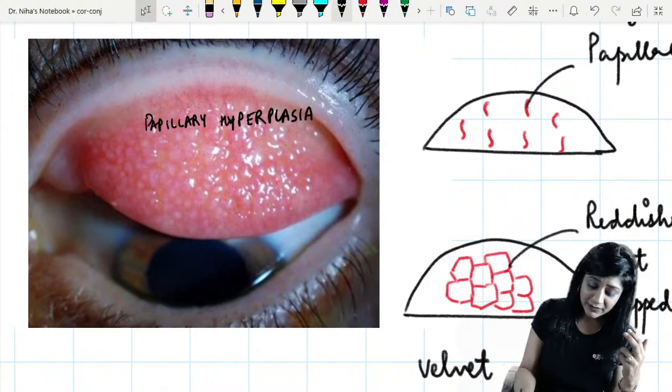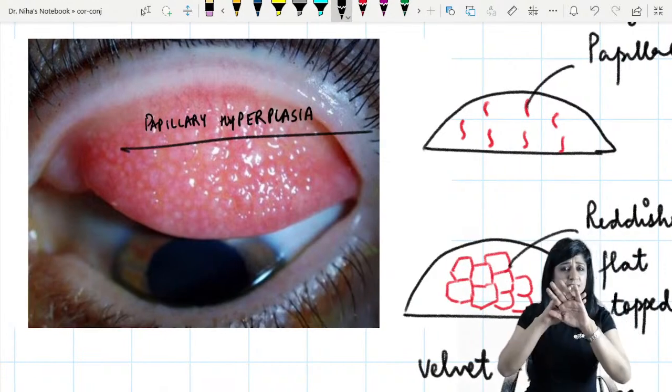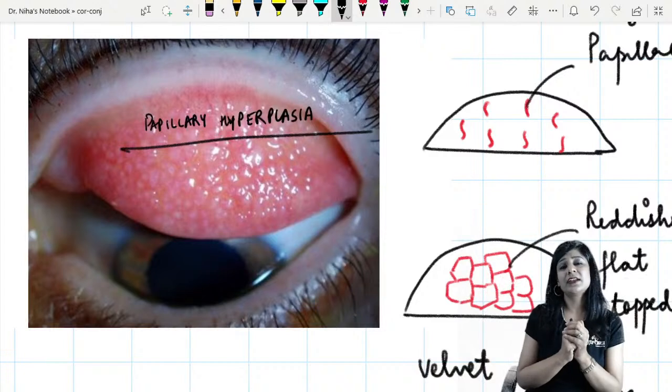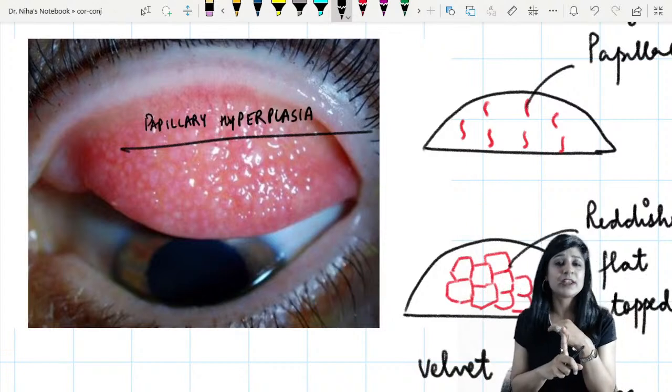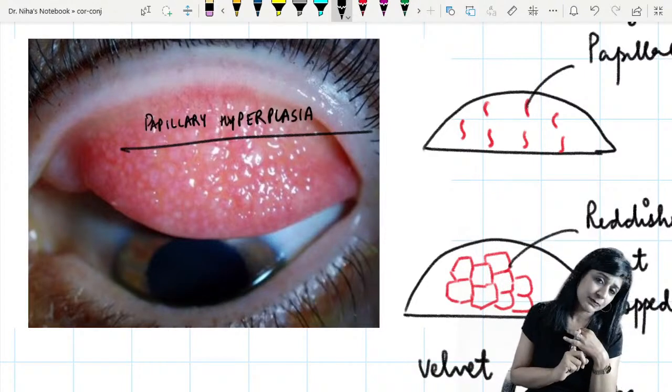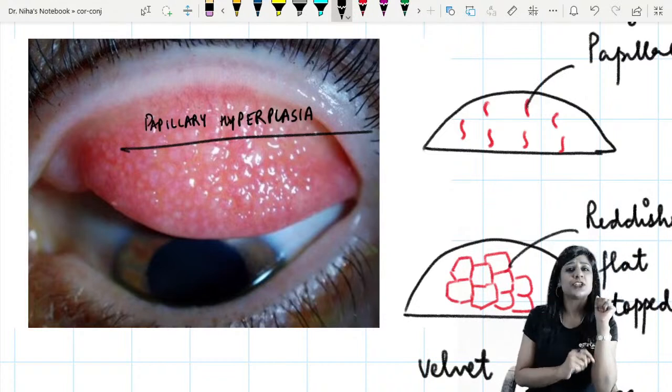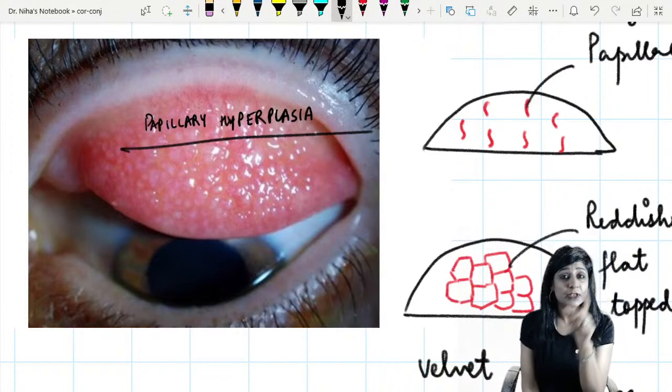So whenever we have got the papillary hyperplasia, it's a beautiful velvet like appearance that we are getting. So we are having the sago grain follicles along with the papillary hyperplasia. Now come to pathology. We discussed the micro part, now we discussed the ophtha part.